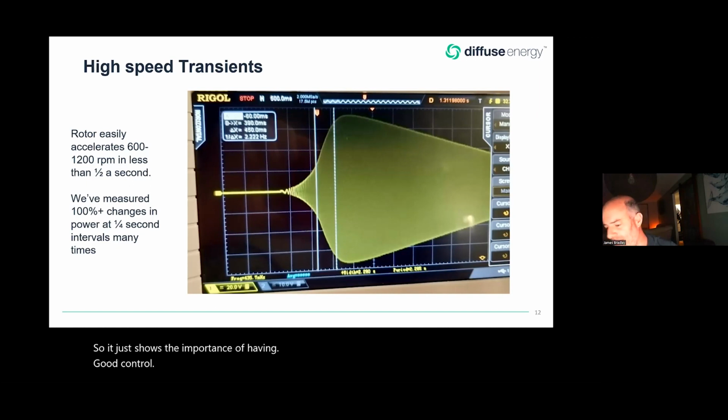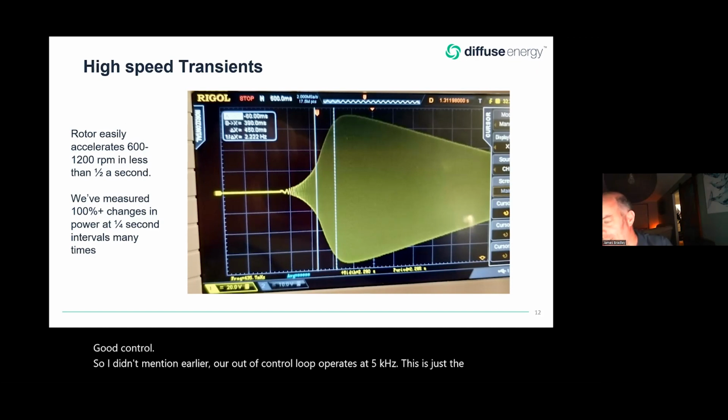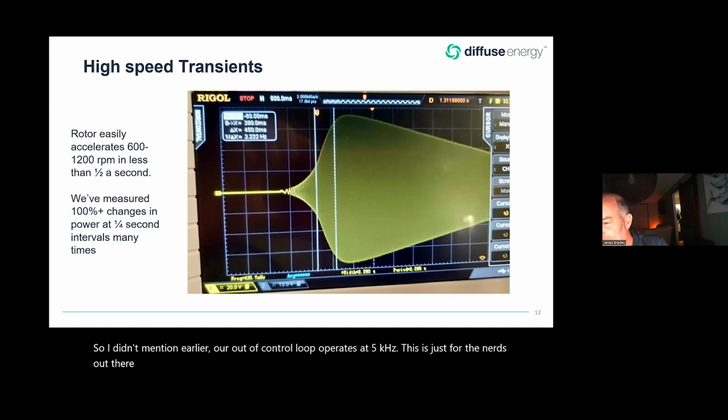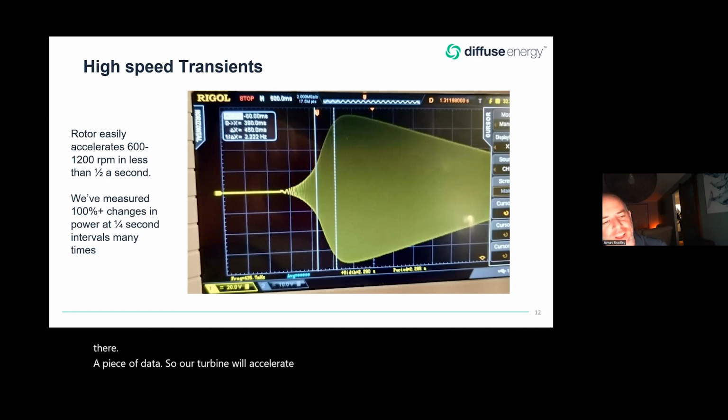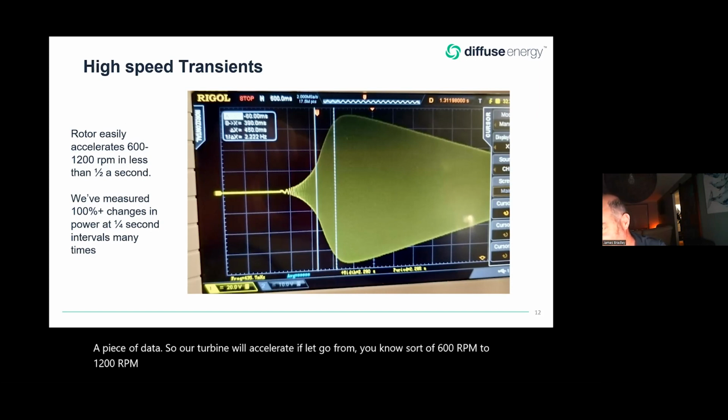So I didn't mention earlier, our control loop operates at 5 kilohertz. This is just for the nerds out there, a piece of data. So our turbine will accelerate if let go from sort of 600 RPM to 1200 RPM in well less than half a second.